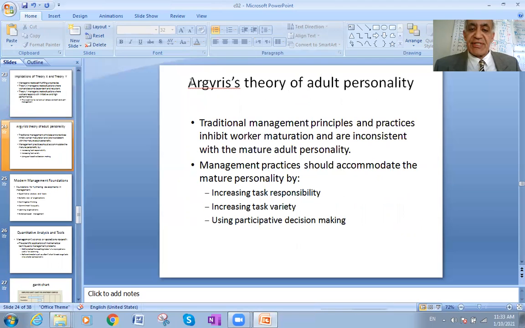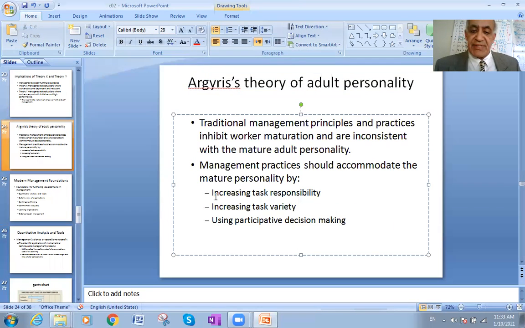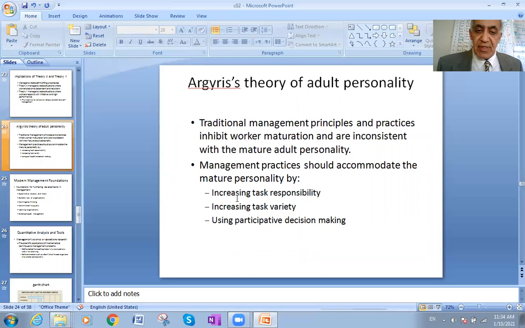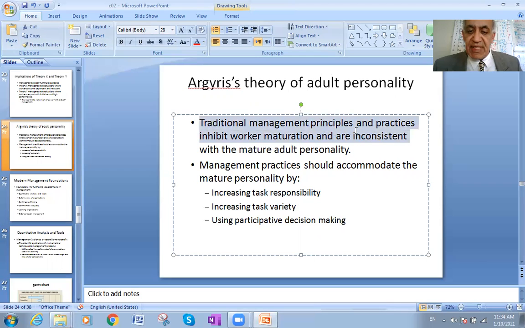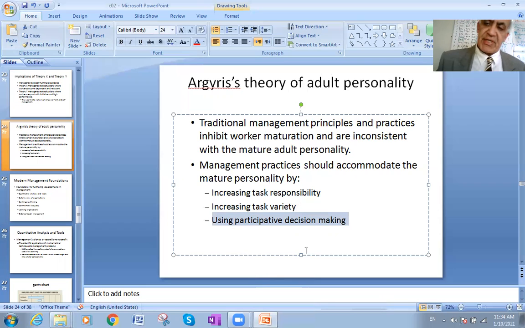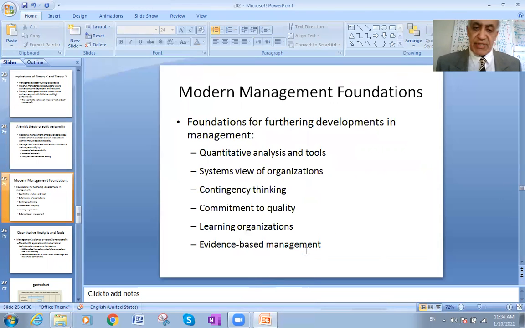Then we come to Chris Argyris's theory of adult personality, and we will talk about Argyris. Traditional management principles and practice inhibit workers' maturation and are inconsistent with the mature adult personality. Management practices should accommodate the mature personality by increasing task responsibility. Actually, it is an extension of Douglas McGregor's Y theory. Or increasing task variety, or using participative decision making as well. Those are the points I want you to take care of when you talk about Chris Argyris and Douglas McGregor and their models.